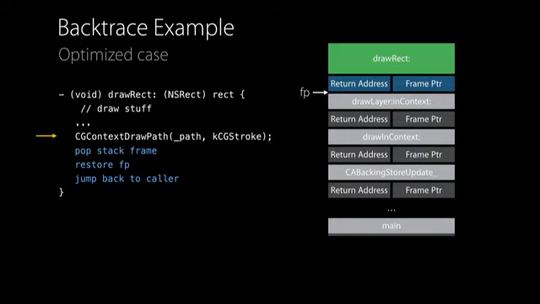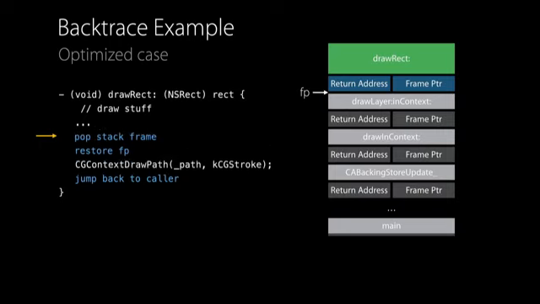Now, the compiler will look at this and it'll say, well, why does drawPath need anything from drawRect's stack frame? It doesn't. And furthermore, why come back to drawRect at all when it's just going to return to its caller? So what it does is it rearranges the code like this. It's going to pop the stack frame, restore the frame pointer, and then make a direct call back into drawPath, which means that we don't need to do a jump back to our caller.